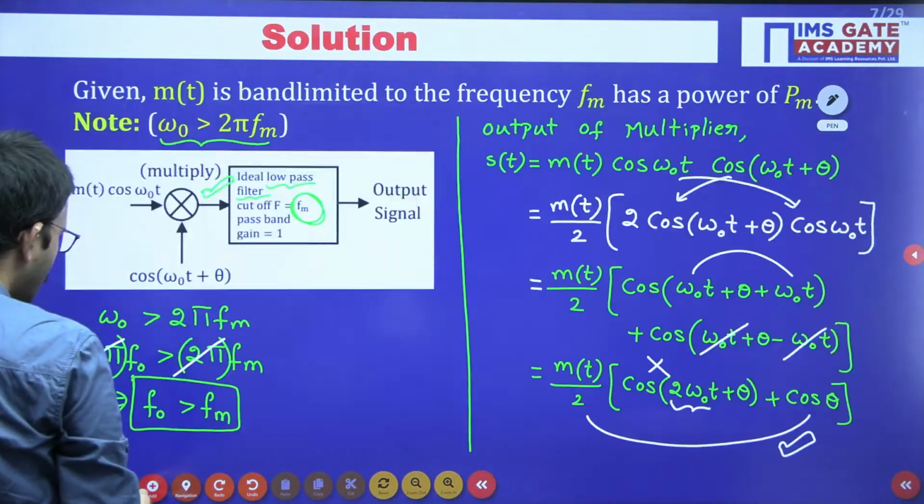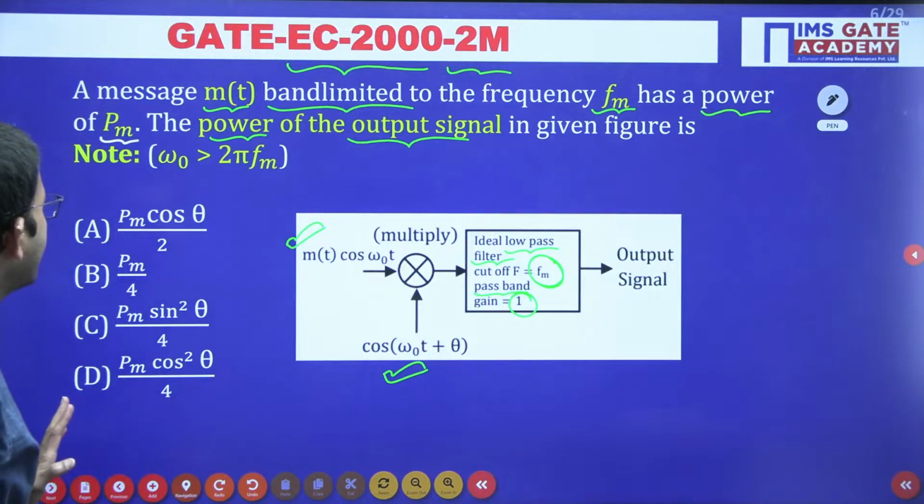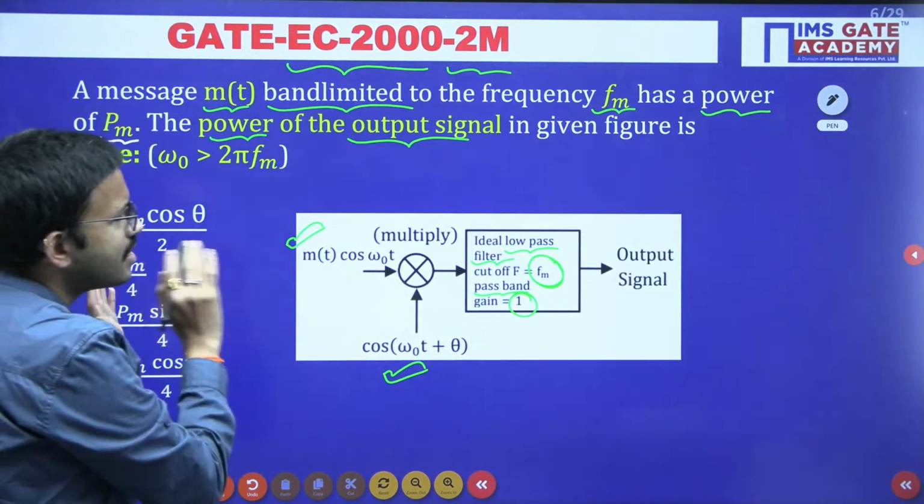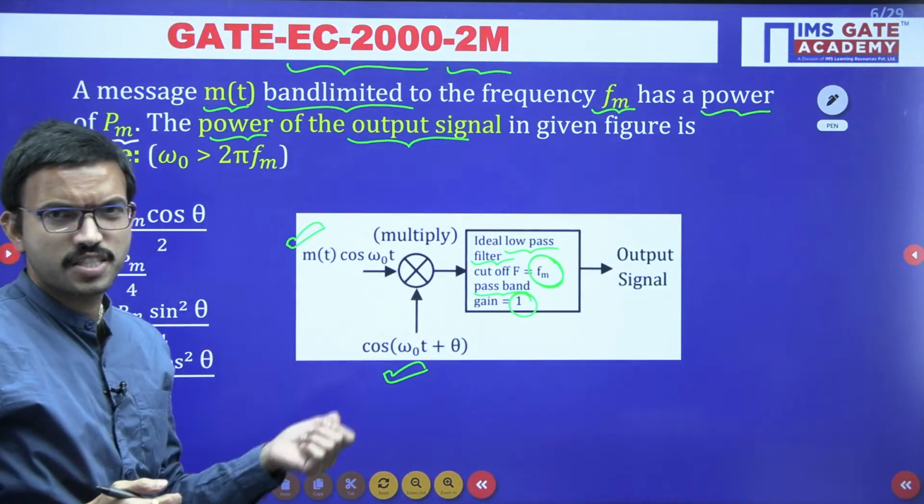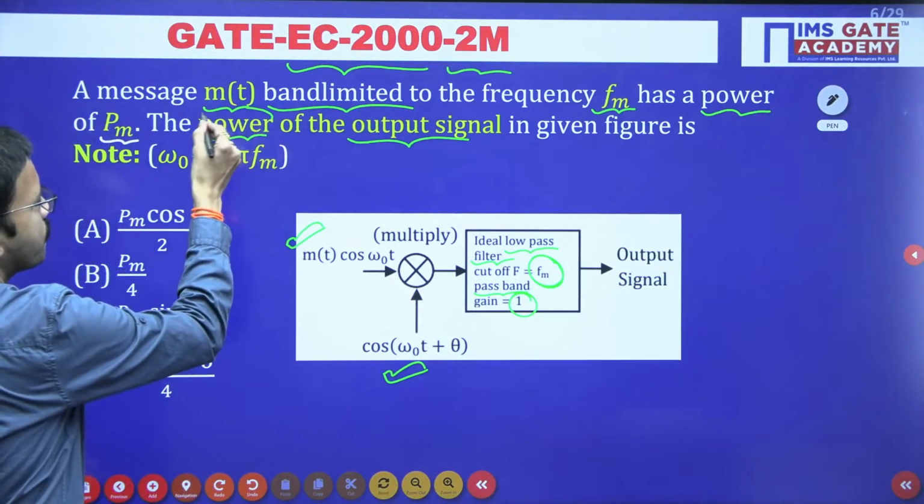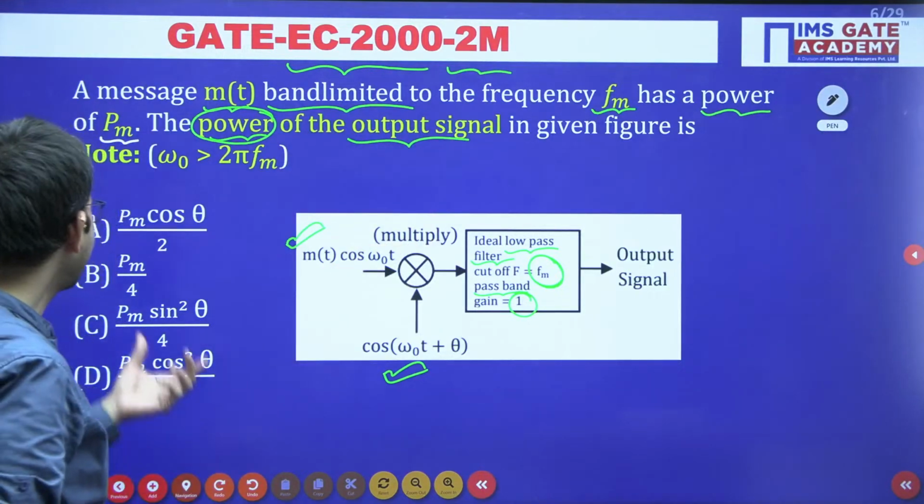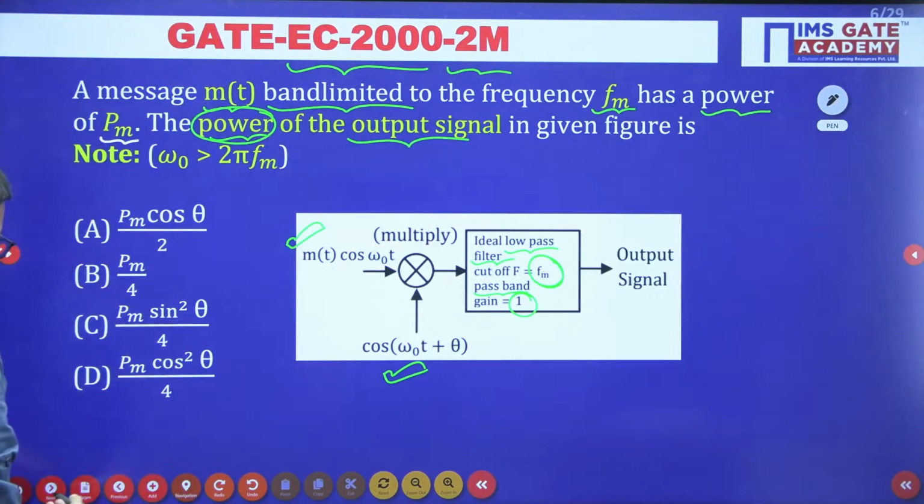Now what is the question? Here, up to now, we got the output signal. They haven't asked regarding the output signal expression, but what they have asked is the power. What is the power of the output signal? Regarding that you are having 4 choices, you can choose the correct one.